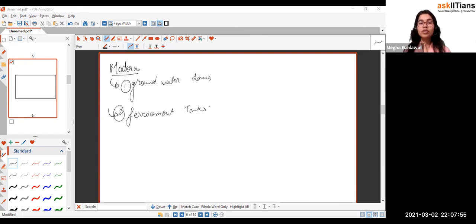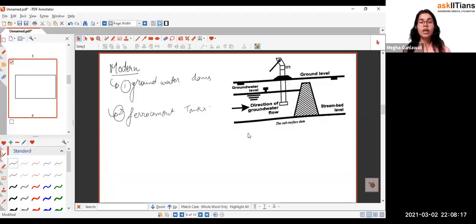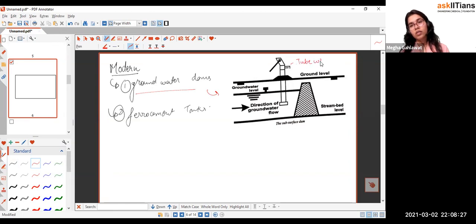On top of that, let me just show you the diagram. Now see, this is the diagram that I was talking about. Groundwater dams are like this. We have a tube well, right? And we have the direction of the groundwater as well, and we construct a stream level bed, and we construct an obstruction, which helps in collecting all that water at one place. I've already discussed the advantages.